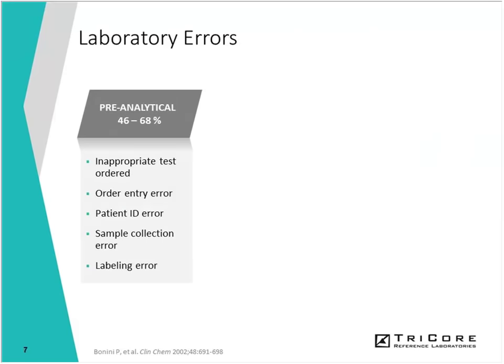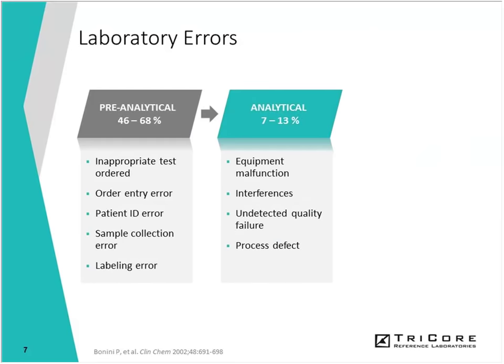So the frequency of errors in the laboratory has been documented in many studies. Pre-analytical sources of error are the most commonly encountered and include things like inappropriate test utilization, errors entering the test orders, identifying patients properly, collecting and labeling samples, just to name a few of them. Errors that occur during the analytical phase of testing are generally the least common sources of lab error and include things like equipment malfunction, interferences, which is our topic for today, and defects in processes.